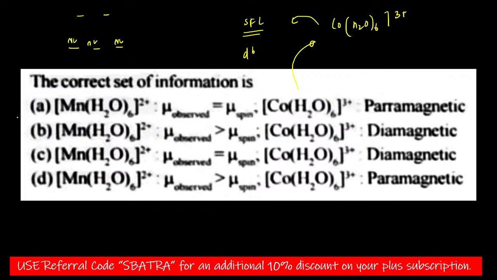So we can cancel out options A and D very easily. Now we have to figure out our answer from option B and option C. Option B says the observed magnetic moment is greater than spin. Option C says the observed magnetic moment is equal to the spin value.